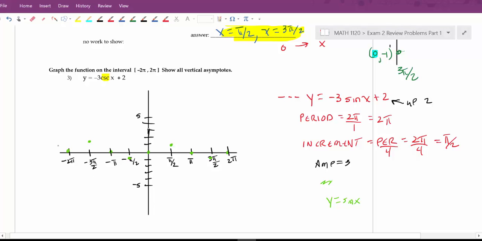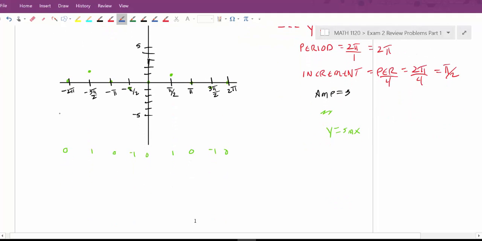Notice how the y values go: 0, 1, 0, negative 1, 0, 1, 0, negative 1, 0, over and over again forever. But what we're doing is graphing negative 3 sine x plus 2. So all that's going to happen is you multiply the y value by negative 3 and then add 2 to it. I'll just do a couple of these. I'm not going to crunch every single one out, but we'll do some of them.